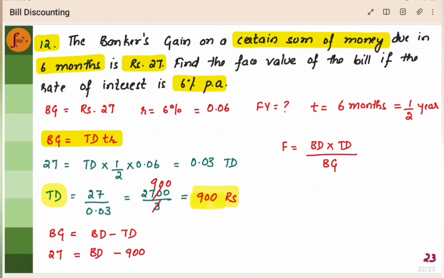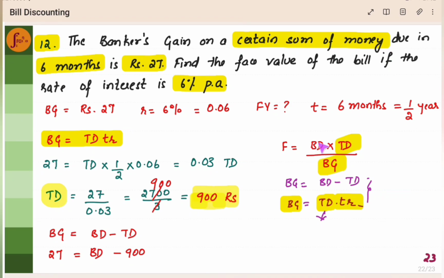Now again, like the earlier problem, you have to remember all the banker's gain formulas, right? One formula is BD minus TD. The other formula for banker's gain is TD into TR. We know T, we know R, right? And we know banker's gain. So we can find TD, the true discount. Now, this is the other formula for face value, right? BD into TD by BG. So we'll get TD from here. Put TD here. We know banker's gain, right?